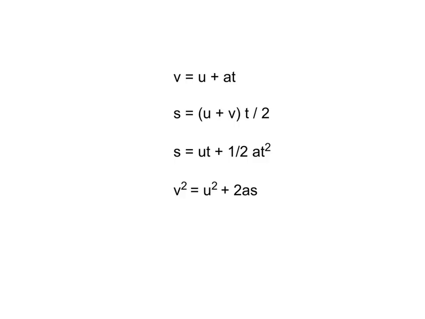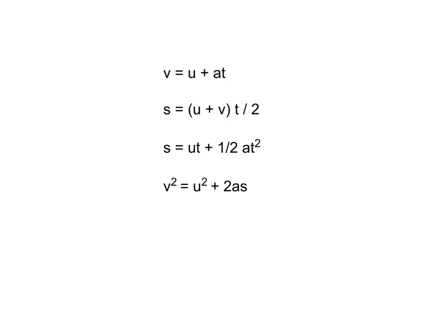So to sum up, here we have the four suvat equations. Firstly, we have v equals u plus at. Next, s equals u plus v times t over 2. Thirdly, s equals ut plus a half at squared. And finally, v squared equals u squared plus 2as. These are the four suvat equations, and in the next video I will explain how they are used to calculate motion of projectiles, particles, whatever it is. You can use these to calculate their speeds and accelerations and so forth.